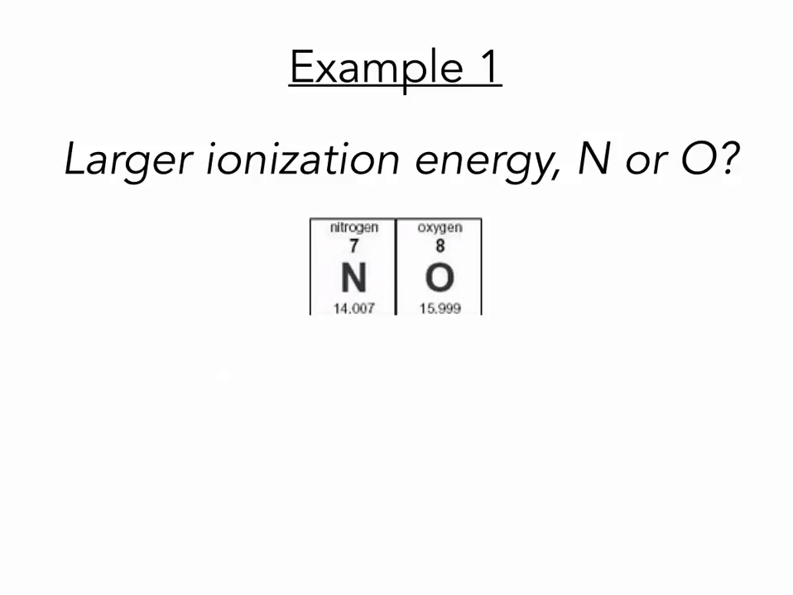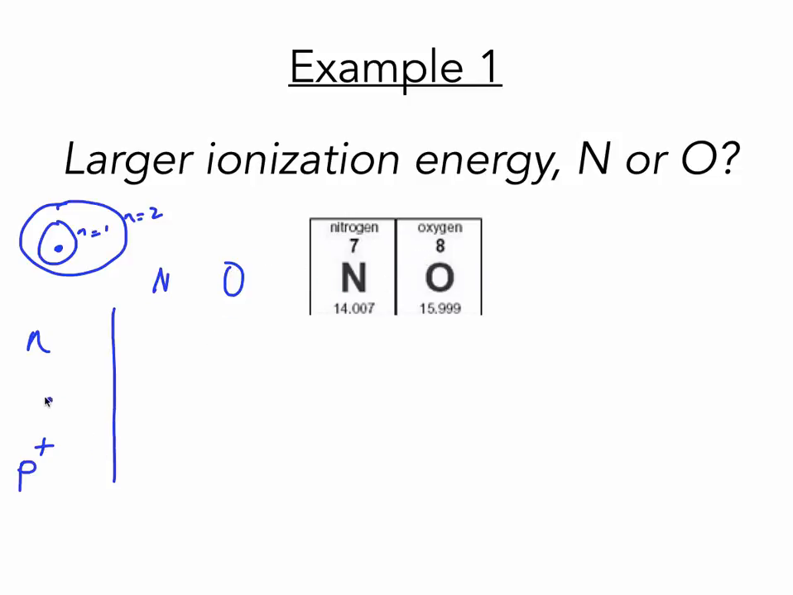Okay, so let's look at an example. So we got nitrogen versus oxygen. So the first thing we want to do when we do this is identify the energy level that they're in, N, okay, and N is just the ring, so this would be N equals 1, and this would be N equals 2, and the number of protons in the nucleus for nitrogen and oxygen. Well, both of these are in the second period, or horizontal row, so they both have the same value for N, and I'll do this in red, 2.